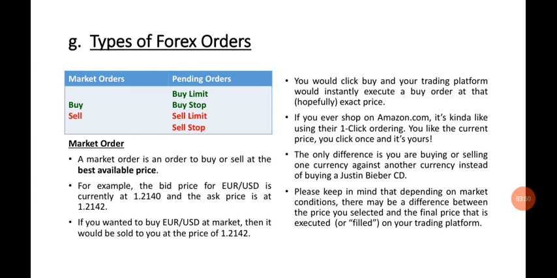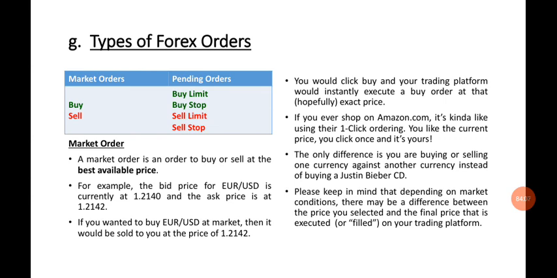So market order, we have the buy and the sell. Then the pending order, we have the buy limit, the buy stop, the sell limit, and the sell stop. Now let's talk about market order. A market order is an order to buy or sell at the best available price.